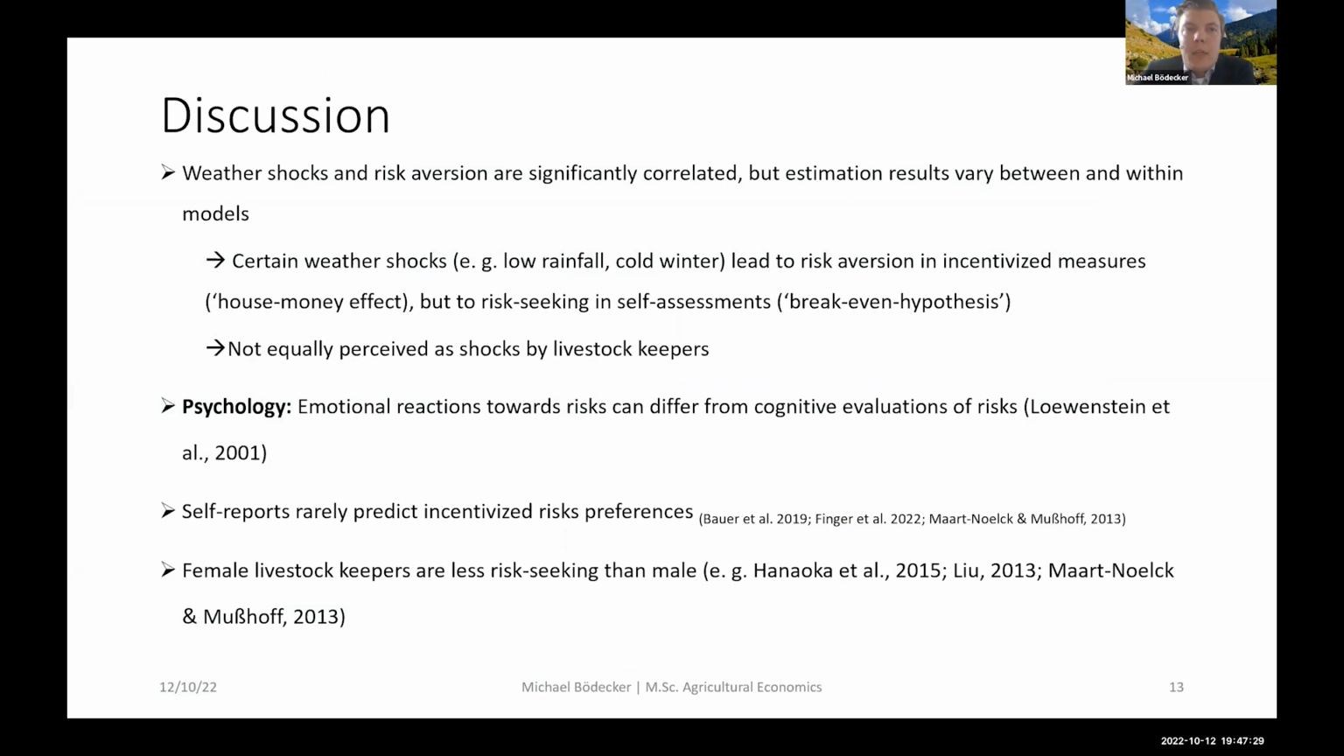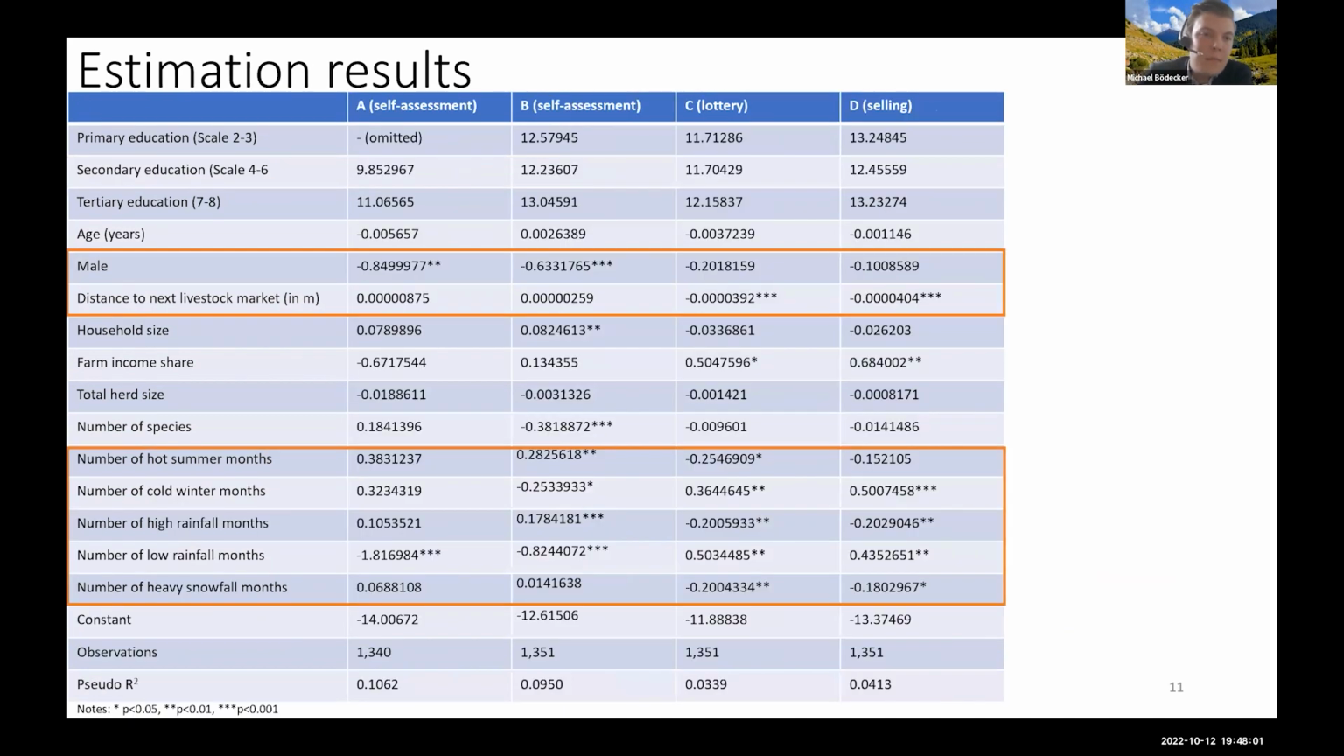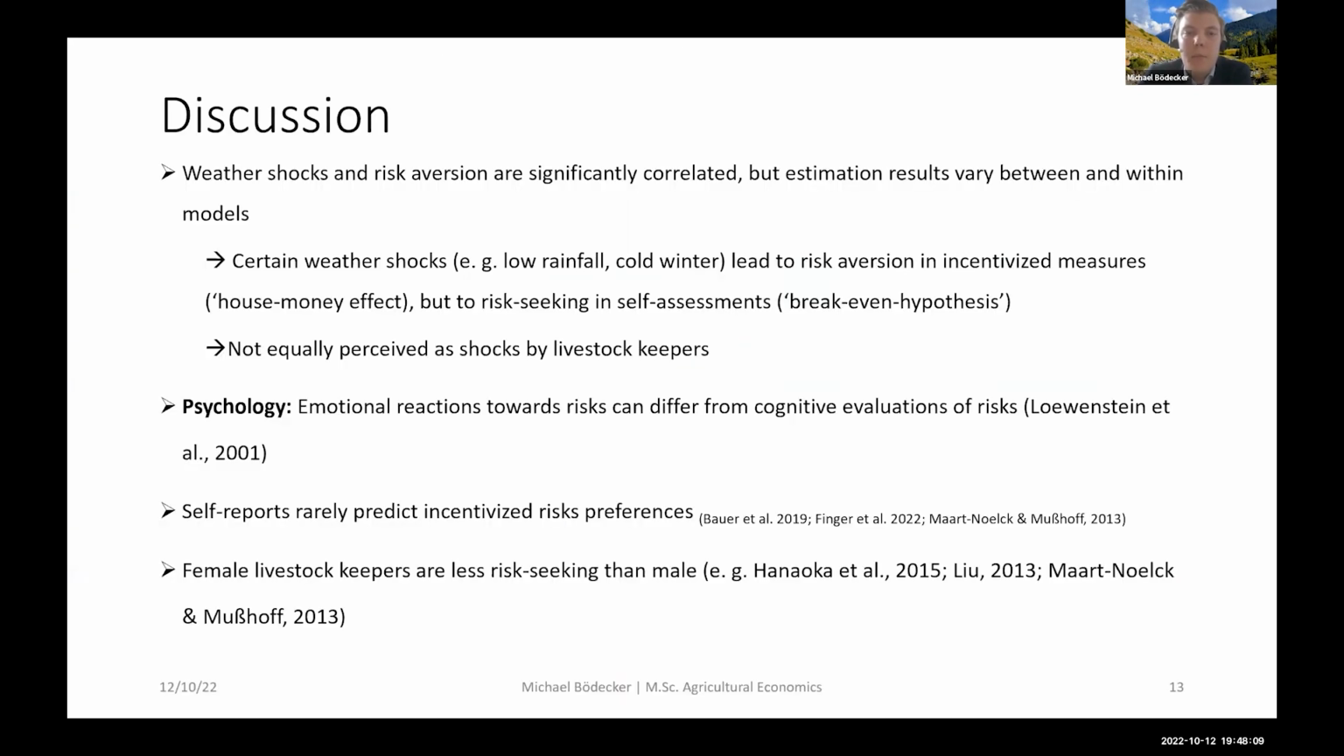Yeah, and the implication of my study is that weather shocks and risk aversion are significantly correlated, but the estimation results vary between and within models. That would mean that certain weather shocks, for example, low rainfall and cold winter months, lead to risk aversion in incentivized measures, but to risk seeking in self-assessment. So it means that weather shocks are not equally perceived by livestock keepers as shocks. This can particularly be seen by the number of high rainfall months, so high rainfall months might even be perceived as a gain and not as a shock for livestock keepers, according to my model.